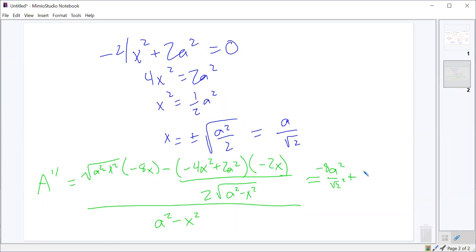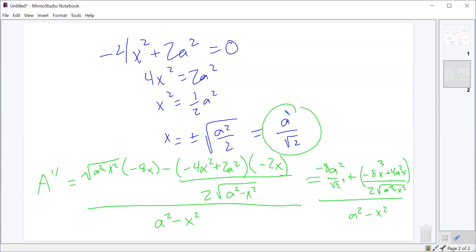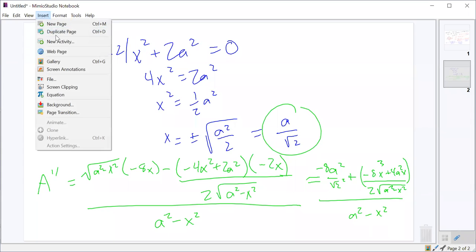So really, we're going to have a plus, and I'm sort of running out of room here. So we'll finish out some of our evaluation on the next page here, but I'm going to have a plus 2x times this, which will be negative 8x cubed, and a positive 4a squared x over my 2 root a squared minus x squared over my a squared minus x squared. So I'll plug the rest of the x, plug this in for that, and the rest of it, I just needed some more room to do it.